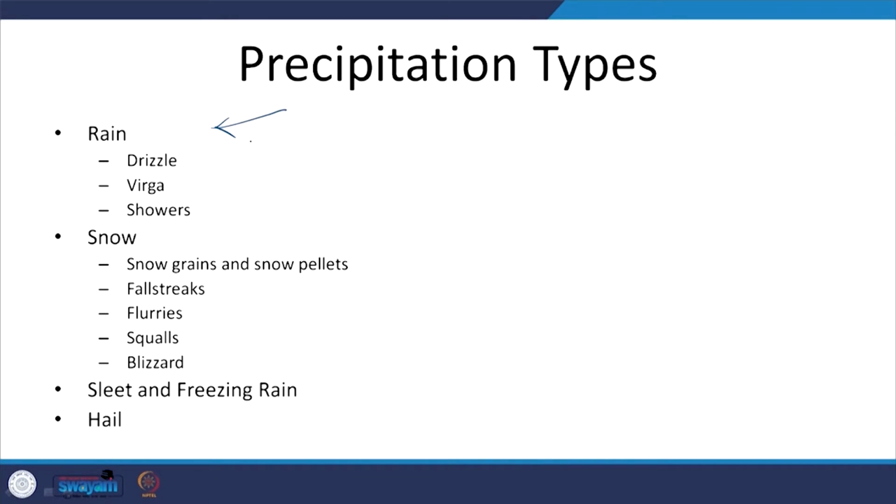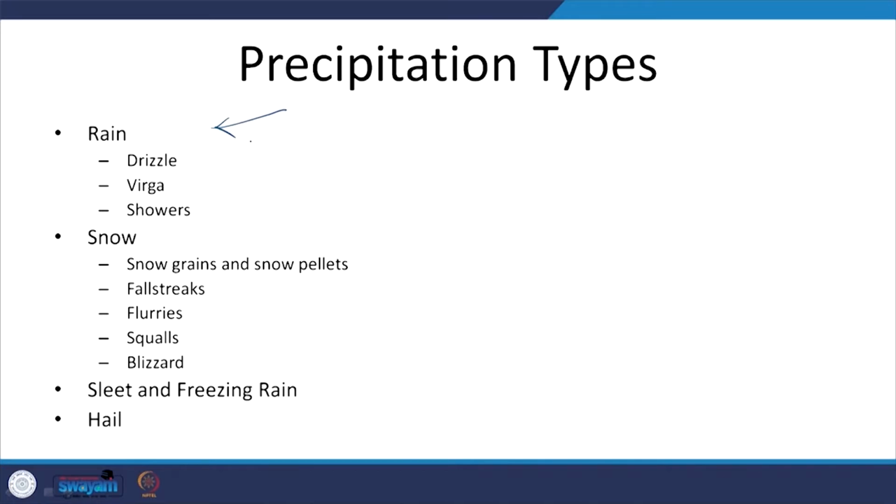When this rain droplet reaches the surface, you call it precipitation, right. So, precipitation can be of many different types or forms. The major form of precipitation is rain, which can be a drizzle, a virga, or showers.